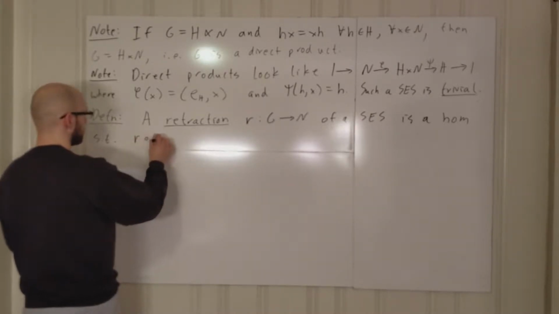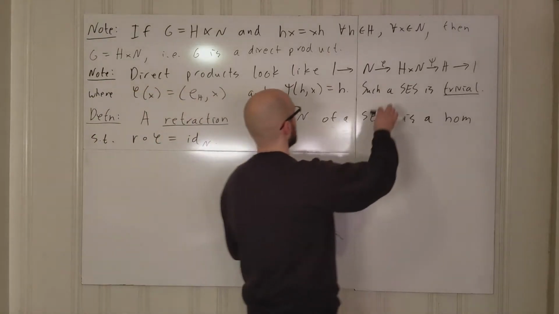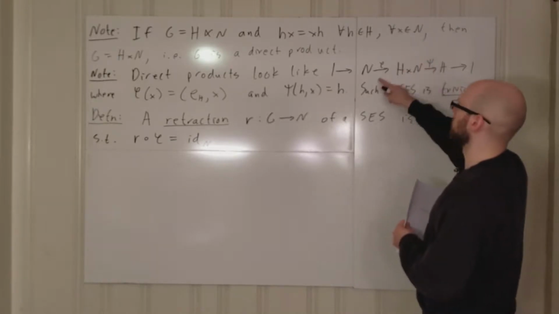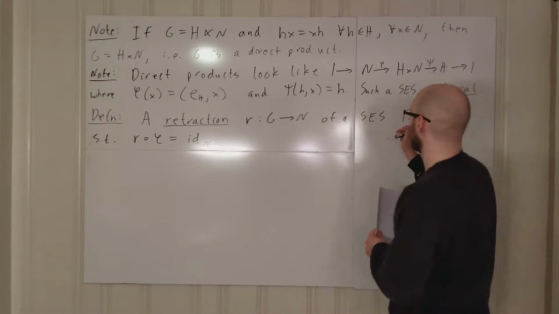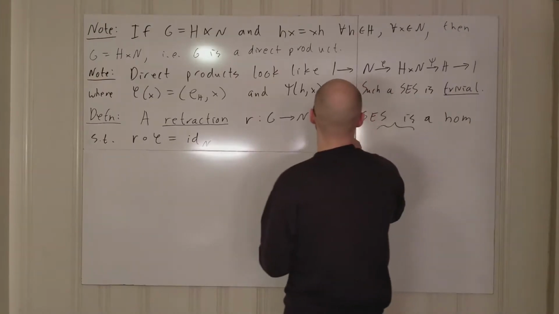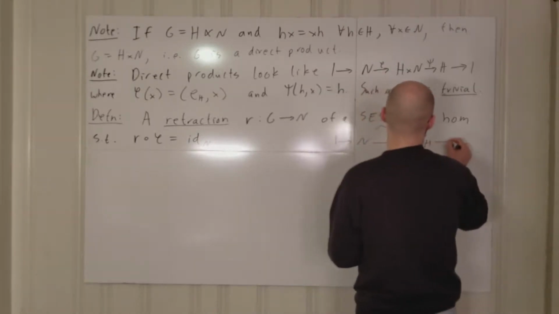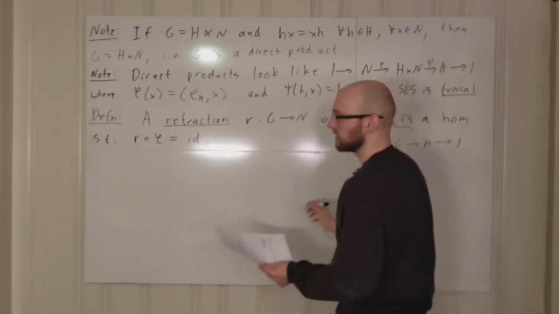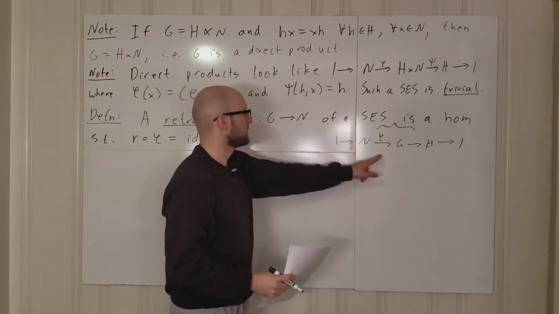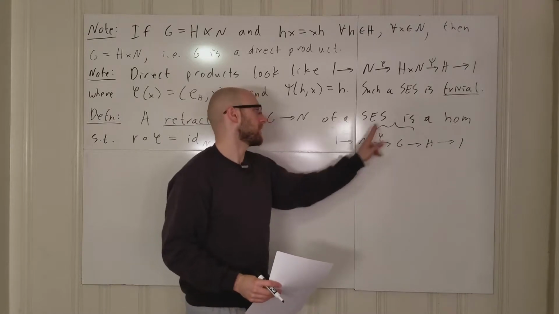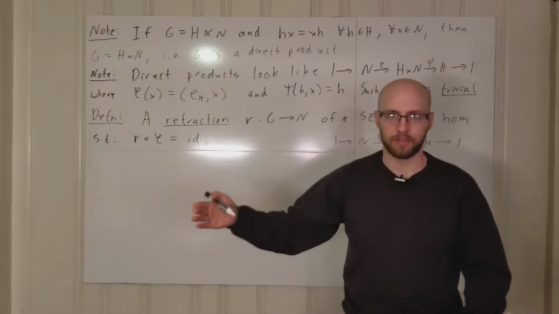If we take R and we compose it with phi, then this is the identity on N. So you start at N and you go to G. Let's say this is a short exact sequence, 1 to N to G to H to 1, and this is going to be phi here. And so phi takes you from N to G, but then R takes you back to N in such a way that composing the two gives you the identity isomorphism.